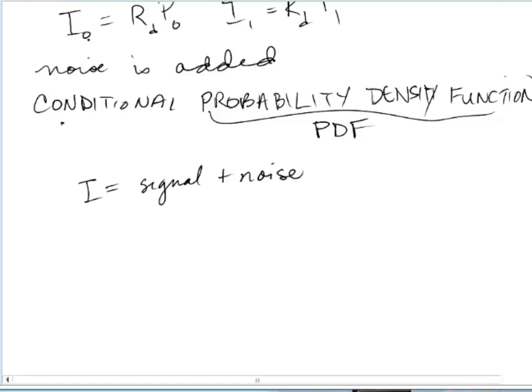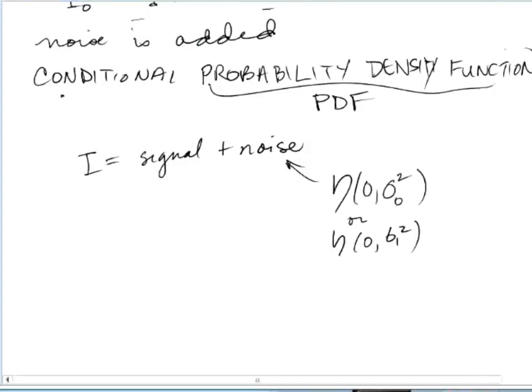So the signal is going to be either I0 or I1, depending on whether the sample is taken during a logical 0 or a logical 1, and the noise is going to have a Gaussian distribution with 0 mean and sigma squared, which will be either sigma 0 squared or sigma 1 squared. So there are two different variances because there are two different input powers. And so which one should I use?